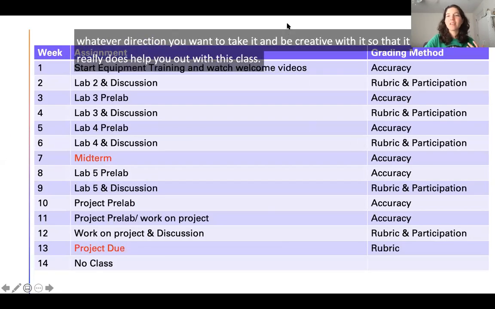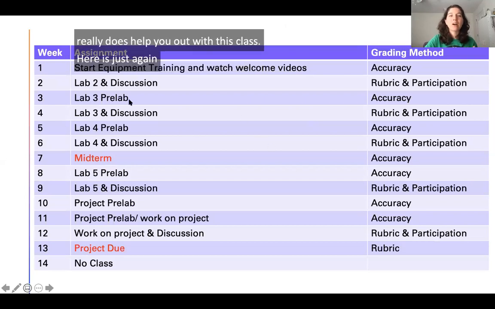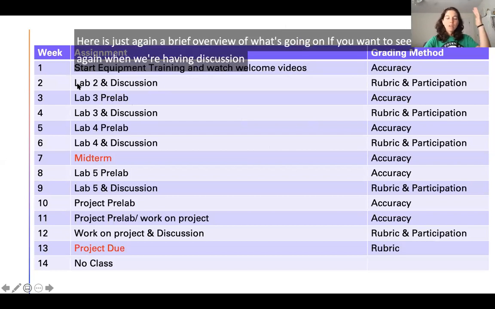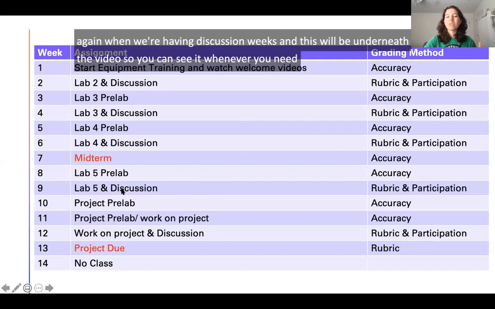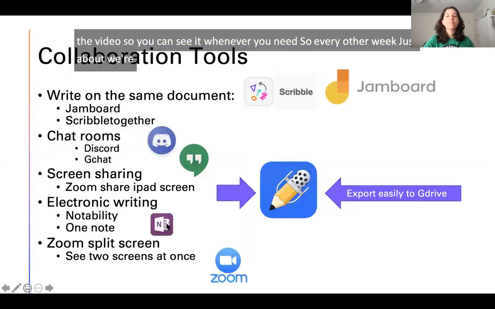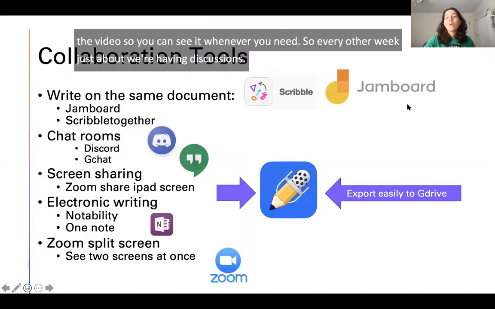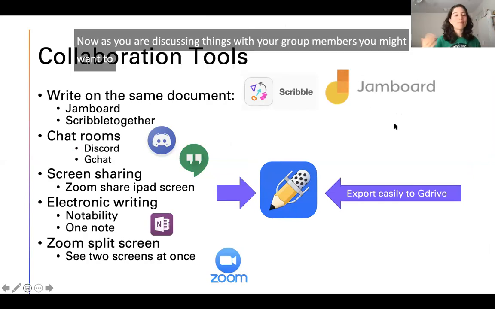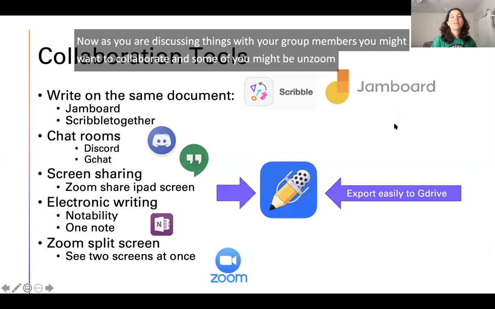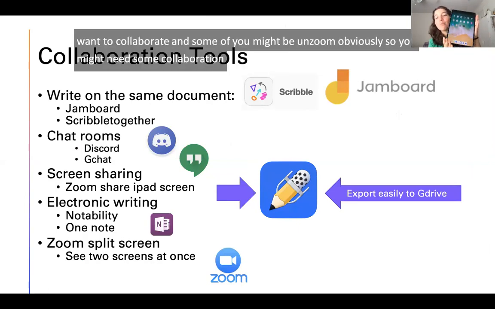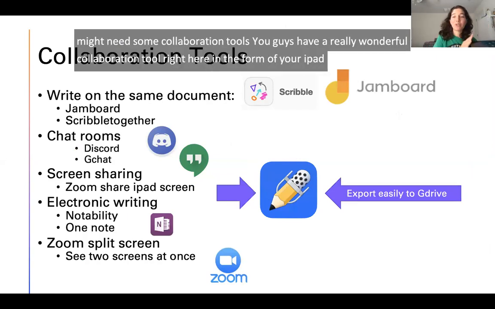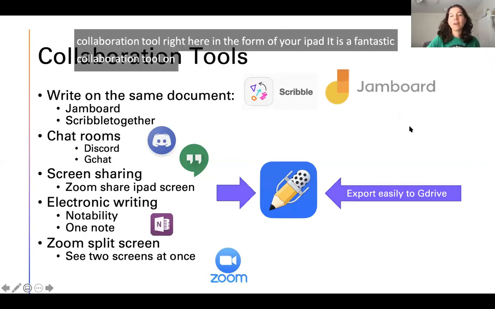Okay, so here's just, again, a brief overview of what's going on if you want to see when we're having discussion weeks. And this will be underneath the video so you can see it whenever you need. So every other week, just about, we're having discussions. Now, as you are discussing things with your group members, you might want to collaborate, and some of you might be on Zoom, obviously, so you might need some collaboration tools. You guys have a really wonderful collaboration tool right here in the form of your iPad. It is a fantastic collaboration tool on the internets.